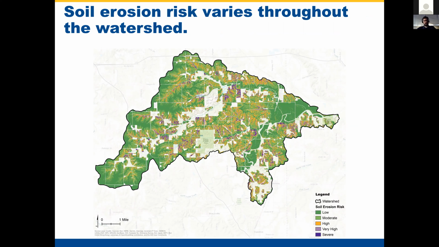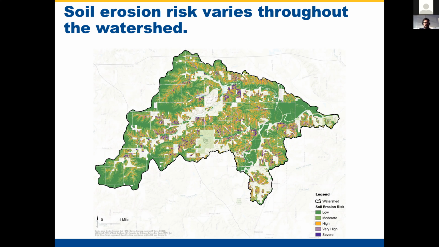And just to build on that, soil erosion risk varies throughout the watershed. So looking at this, we have areas that are severe risk of erosion. Many of these are embedded within crop fields. Many of them have been set aside in CRP or are edge of field areas that might be in pasture or timber.